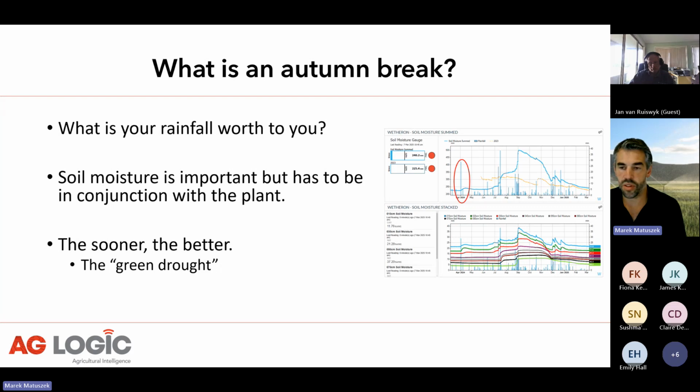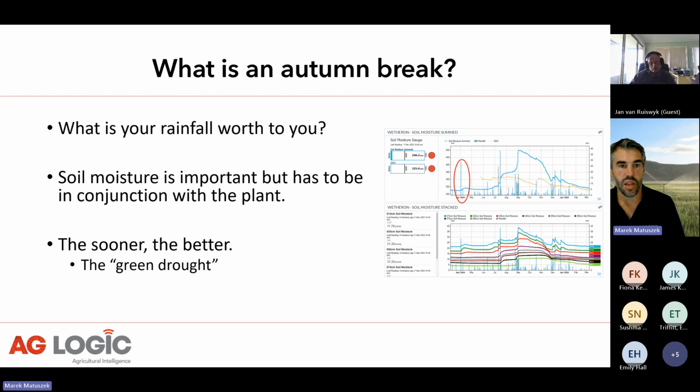So it doesn't matter whether you have a 25 mil rainfall event, a 75 mil rainfall event, or a 125 mil rainfall event. You look at that number and go, wow, I've got more, that was more rain. You may have more rain, but it has no impact in terms of how much moisture is available to your plant. So understanding what that means to you is really important.